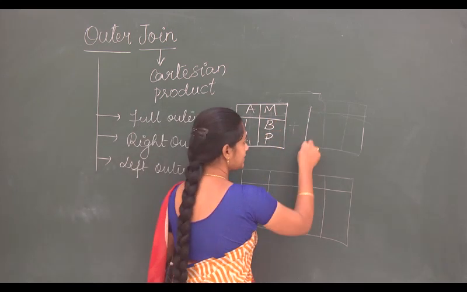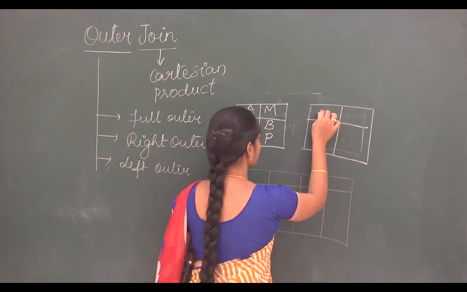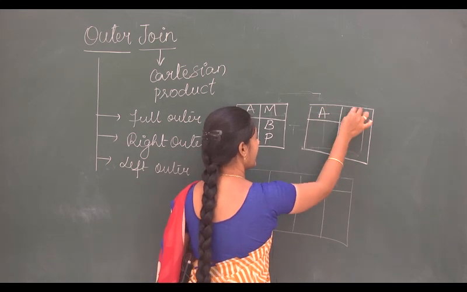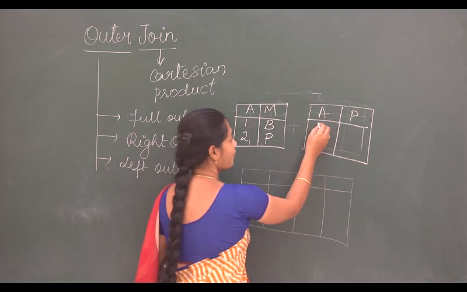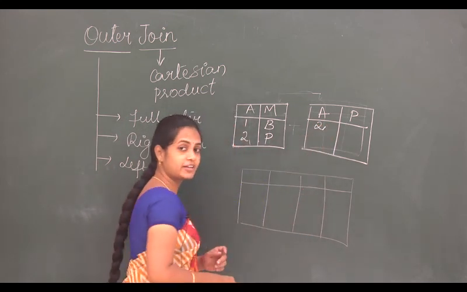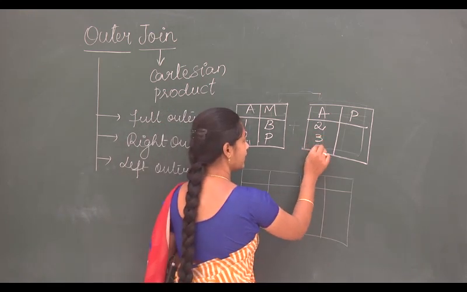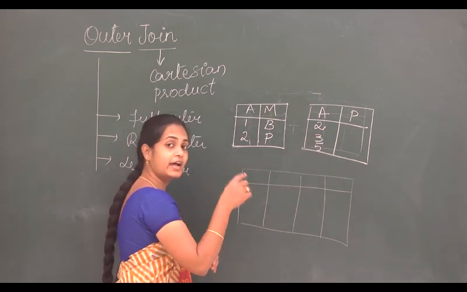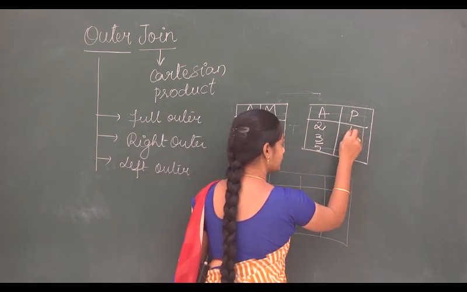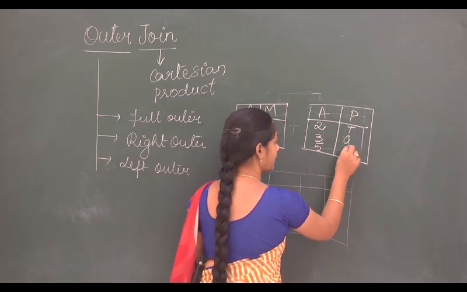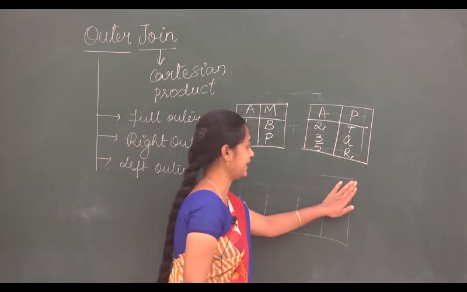At the same time I will take one more table with two attributes, A and P. Let me fill with some values 2, 3 and 5. And under P I will give some other values: T, Q, R. These are the two tables I have taken.